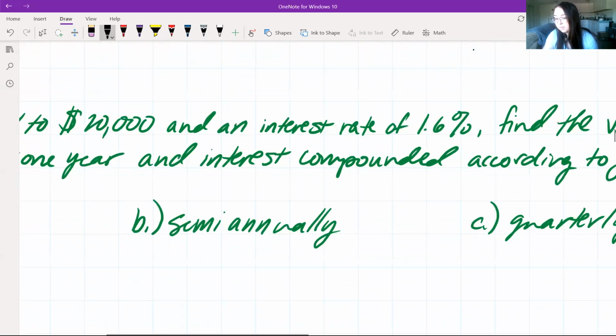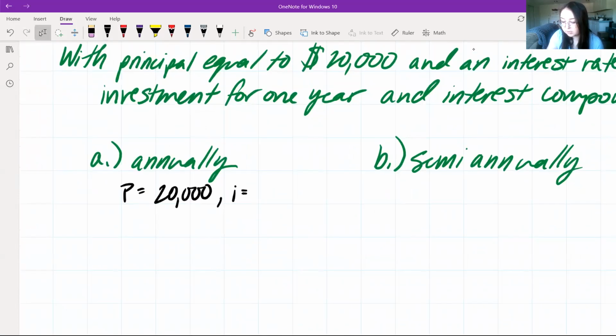Our interest rate, which is 1.6%, is going to be 0.016. In this case, since it's annually, this means 1. So this is technically 0.016 divided by 1, so we would just write 0.016. And we know that n is equal to 1 since it's annually. We're just doing this for 1 year.